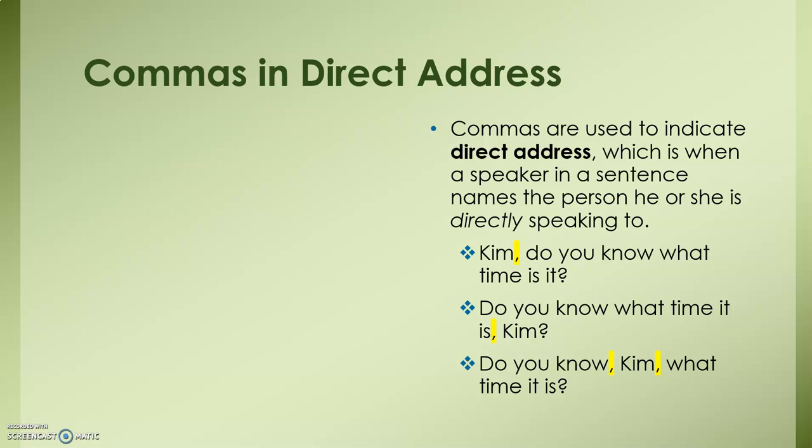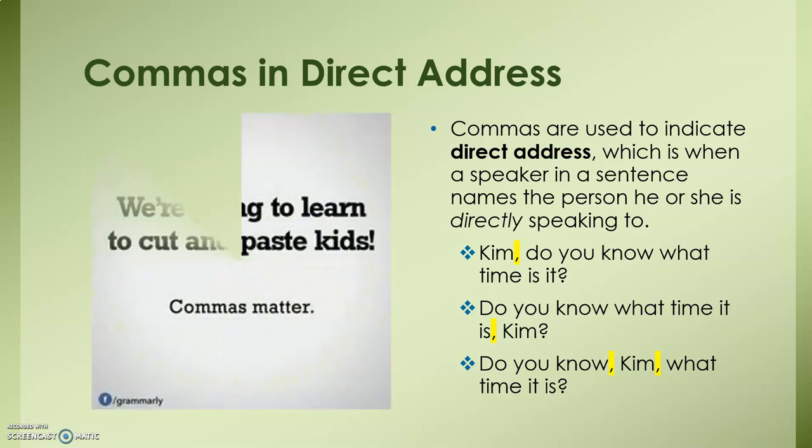When you put commas in a sentence, it changes the meaning dramatically. Let's look at this sentence and see if you can figure out where a comma should be. We're going to learn to cut and paste kids. A little twisted here. The meaning here is that you're literally going to cut up and paste children. So let's take a moment, see if you can figure out where you would place the comma if you're speaking to the kids.